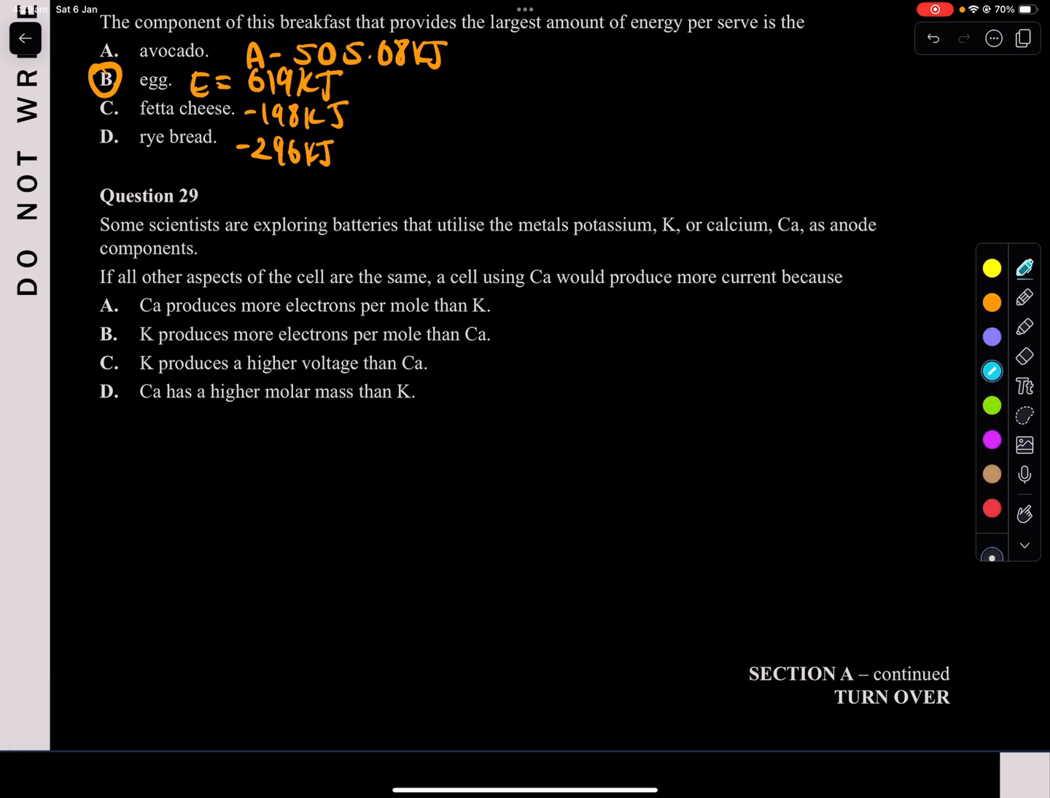Okay. Some scientists are exploring batteries that utilize the metals, potassium or calcium, as anode components. If all other aspects of the cell are the same, a cell using calcium would produce more current because what? Okay, so we want to produce more current. And what is current related to? Current is related to charge. As we can say, current is proportional to charge. So the higher the charge is, the higher the current.